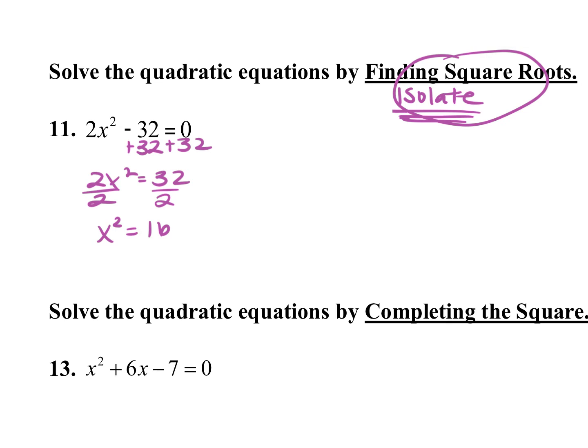Positive, negative. It's plus or minus, yes. Don't forget that, okay? Whenever you square root both sides, then you have to put in that plus or minus. So x is plus or minus 4.